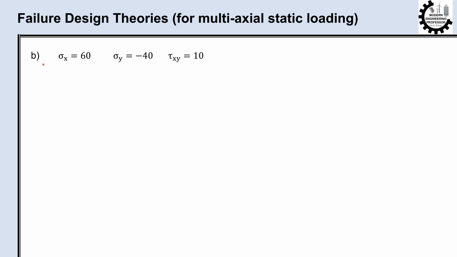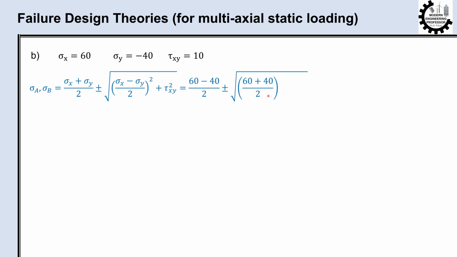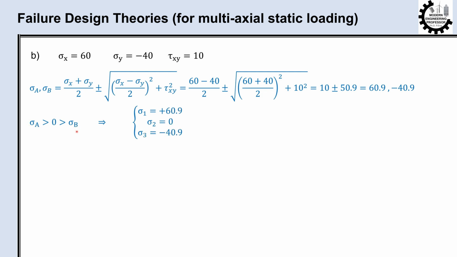For this loading scenario, we have sigma x equals 60, sigma y equals negative 40, and tau xy equals 10. First, we find sigma A and sigma B. This is a case where we have sigma A positive and sigma B negative. This results in sigma 1 equals plus 60.9, sigma 2 equals 0, and sigma 3 equals minus 40.9.